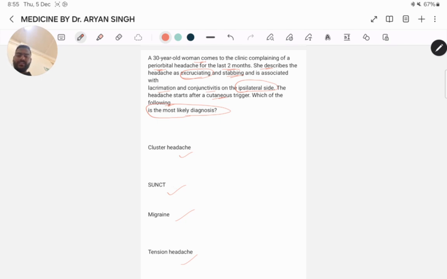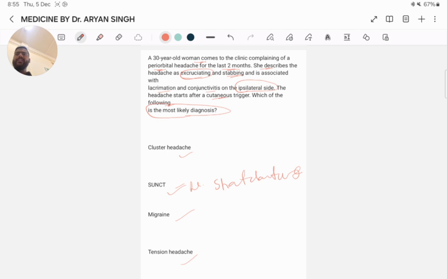The best answer is SUNCT. What is this? Short-lasting unilateral neuralgiform headache. The features of headache in this patient, the autonomic symptoms, periorbital pain and cutaneous trigger suggest SUNCT. It is short-lasting unilateral neuralgiform headache attacks with conjunctival injection and tearing.